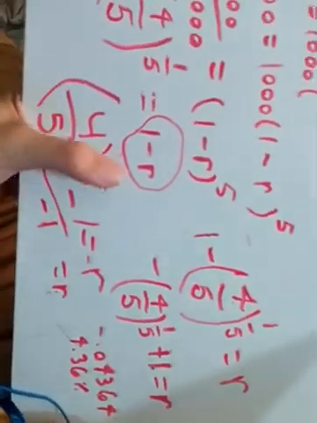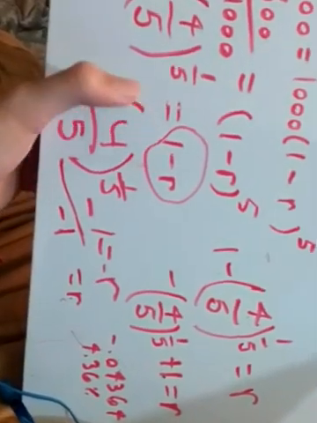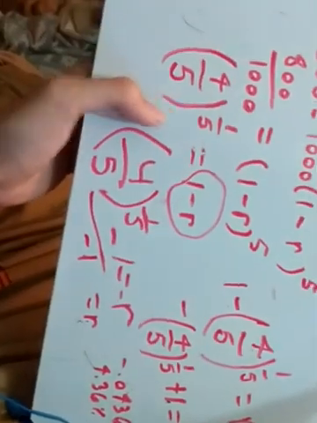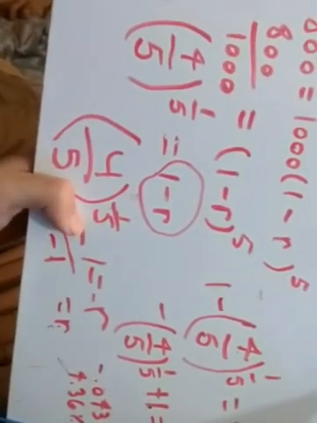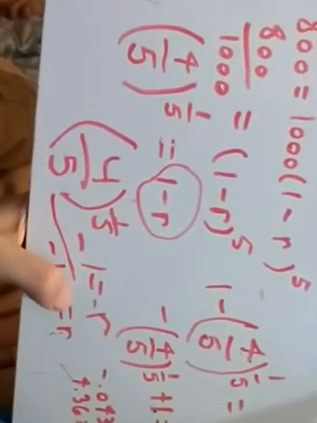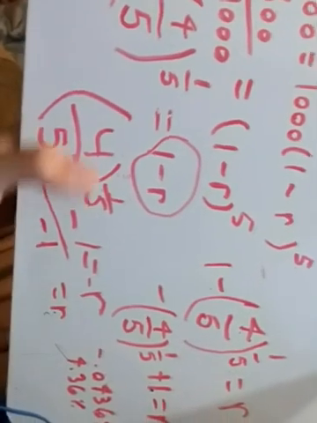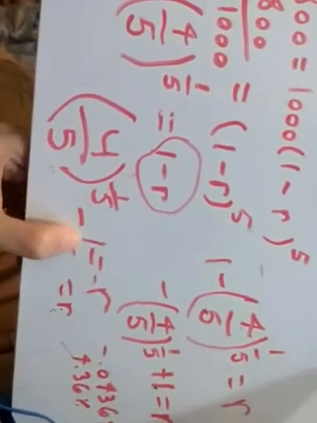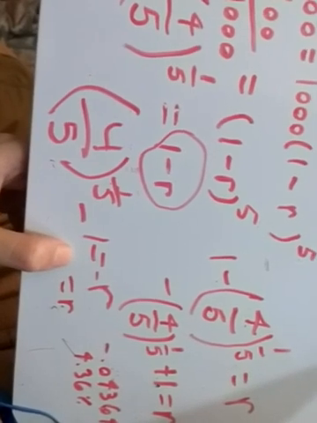So now I have to subtract this positive 1 from both sides. So this 1 on this side cancels out, and now it's going to be 4/5 raised to the 1/5 power minus 1 equals negative R. And I put that into the calculator.